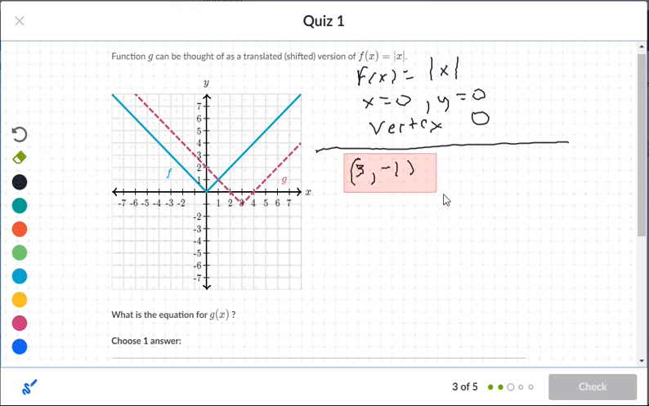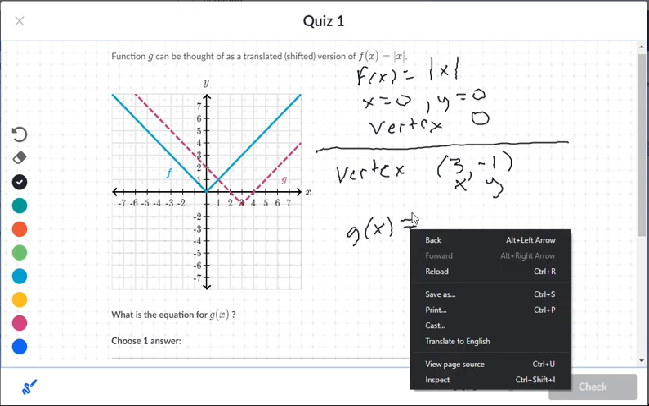So our vertex for the new one would actually be at a positive 3 and a negative 1. So this would be my x and this would be my y. And the new one is also called g, so we'd start off with g of x.